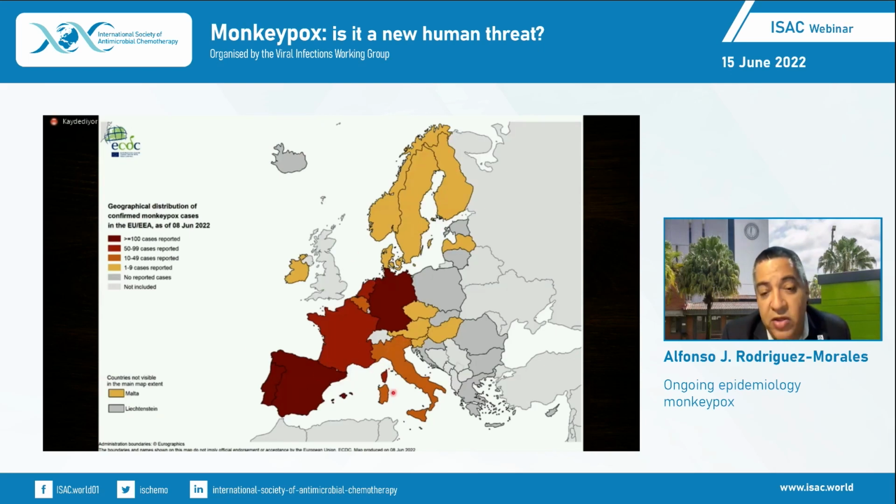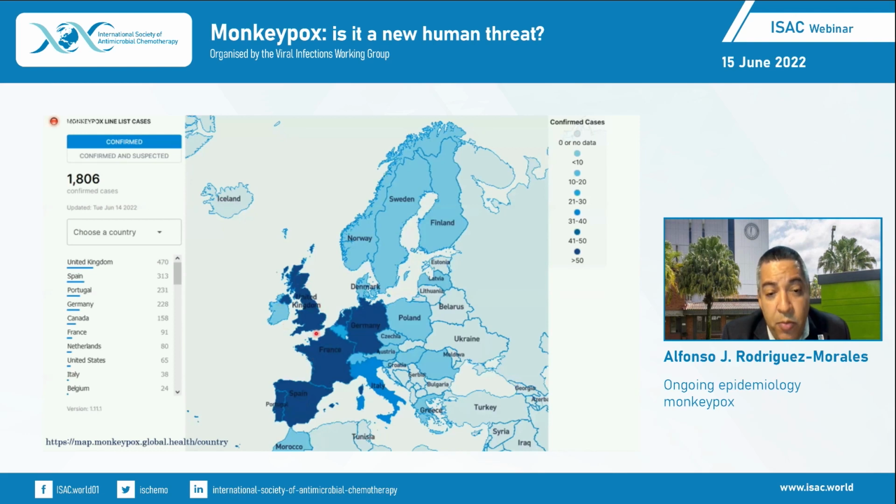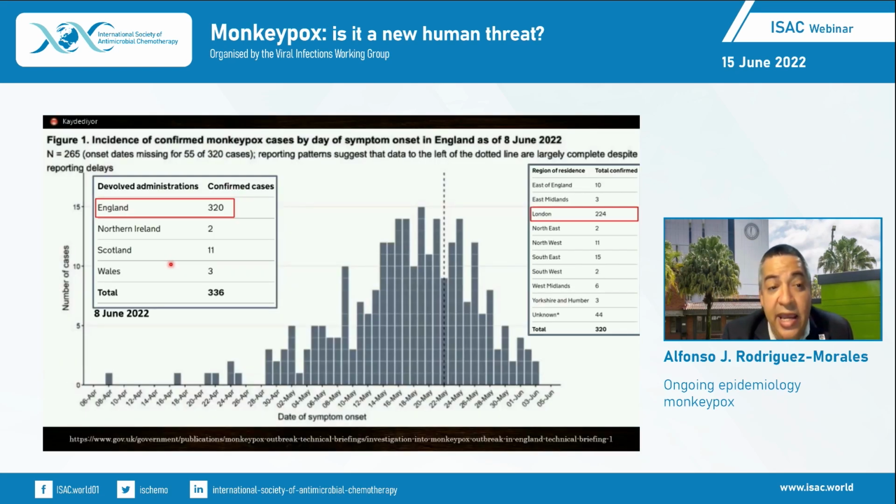This is one of the maps of the European CDC, most updated. And you will see, for example, the importance in countries such as Portugal and Spain, but also particularly in the United Kingdom, the country right now with the highest number of confirmed cases. This is a report from the United Kingdom that shows that most cases have been confirmed in England and particularly in London. And it seems that the number of reports probably decreased after May 22.